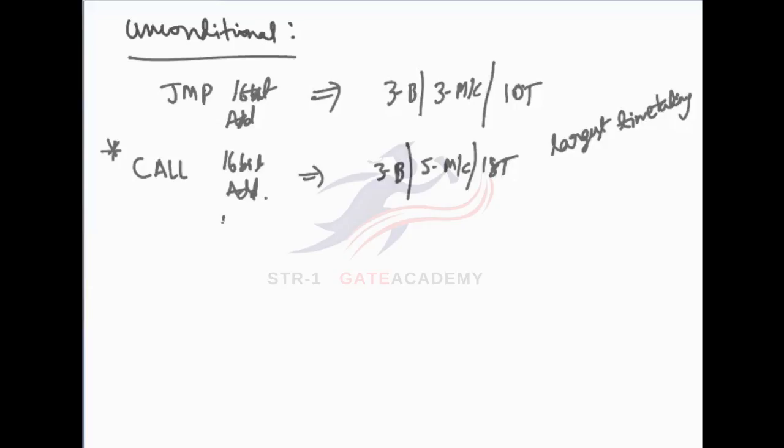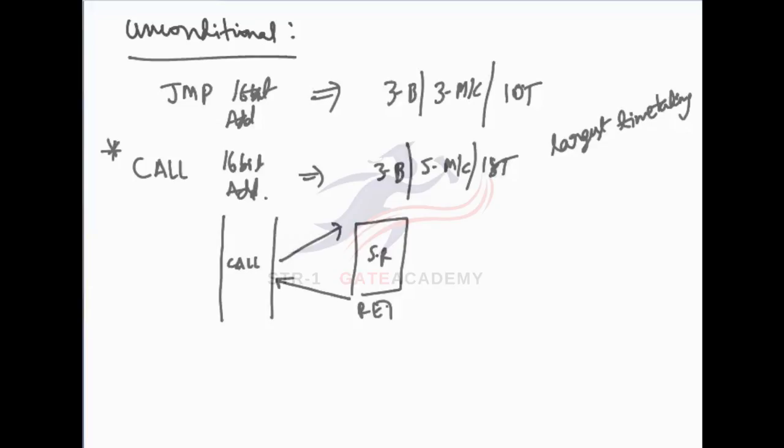So the operation is like this. Suppose here I am using call, then it jumps from the main routine into the subroutine. This is your subroutine, and after completing the subroutine, again it comes back to this position using the return instruction. Again it continues here. So here we can write return also as one instruction.